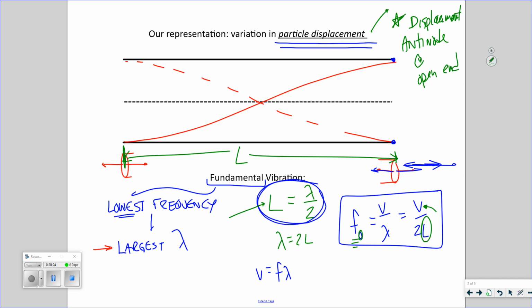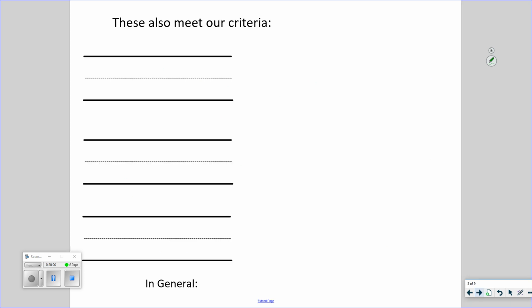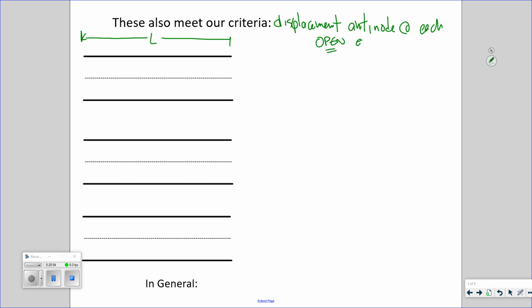It's okay? Now, let's say that we have a bunch of tubes of length L. And remember, our criteria for a standing wave in an air column is that there's a displacement antinode at each open end.